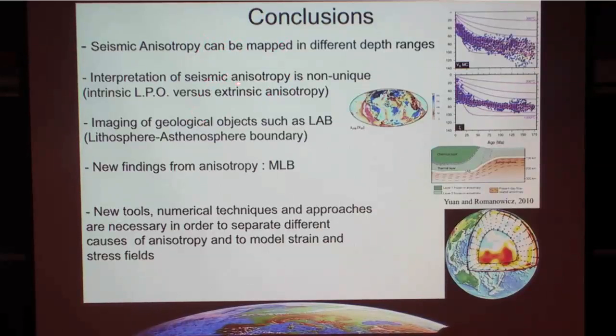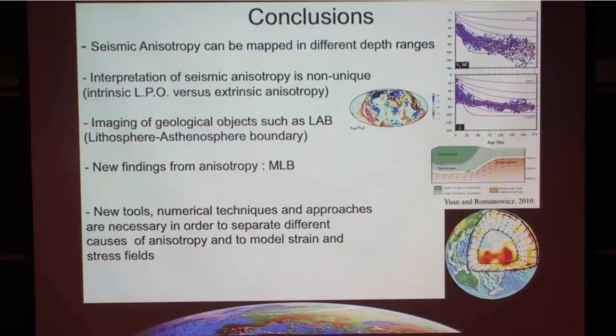And we still have many challenges because the interpretation of seismic anisotropy is non-unique. Of course, we have intrinsic LPO, which gives information about the flow in the mantle, but we also have some extrinsic anisotropy, which must be taken into account. Seismic anisotropy enables us to map some geological objects, such as the LAB, and by using seismic anisotropy, we can make some new findings. And of course, it's only the start of what we have to do.